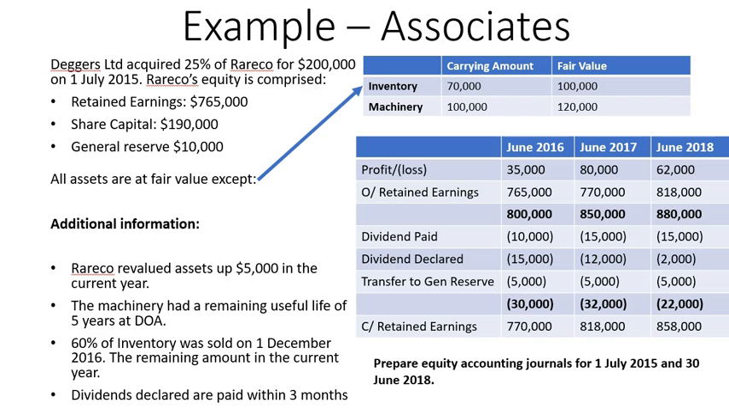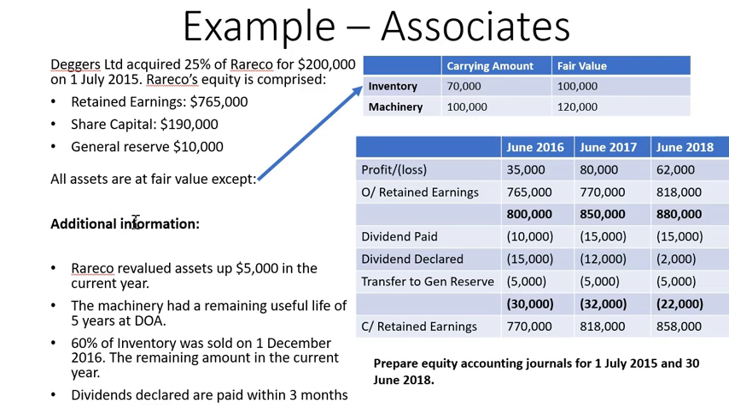So we've got an example here. Deggers Limited acquired 25% of Rareco for $200,000 on 1 July 2015. We can see Rareco's equity is comprised of 3 different equity accounts there, and all assets are at fair value except for some inventory and machinery. We also have some additional information.